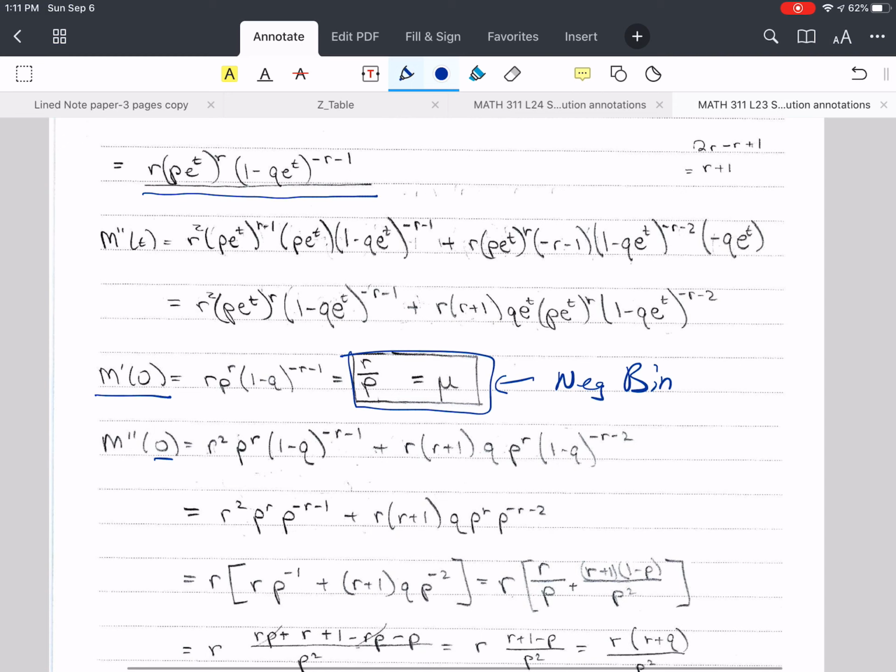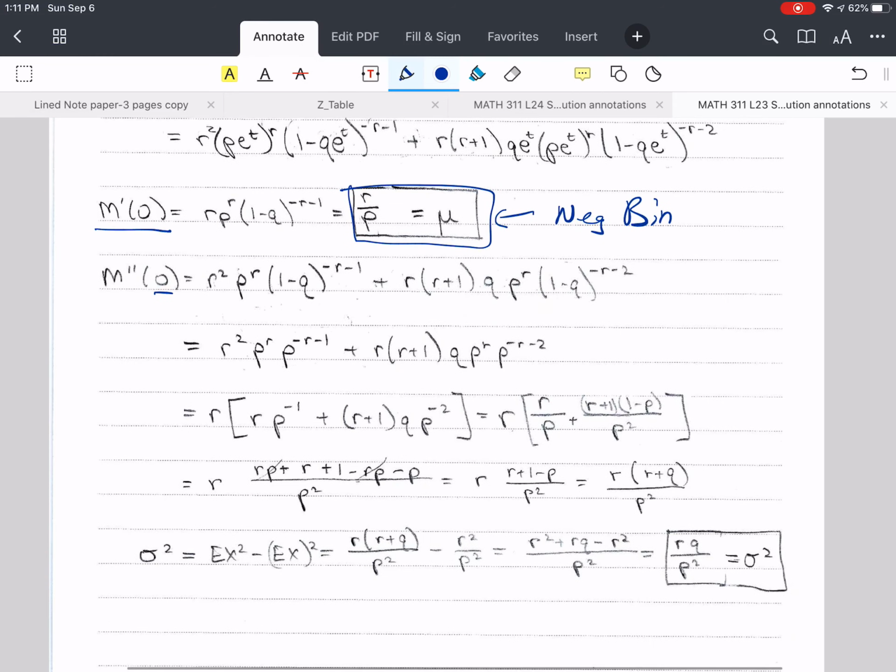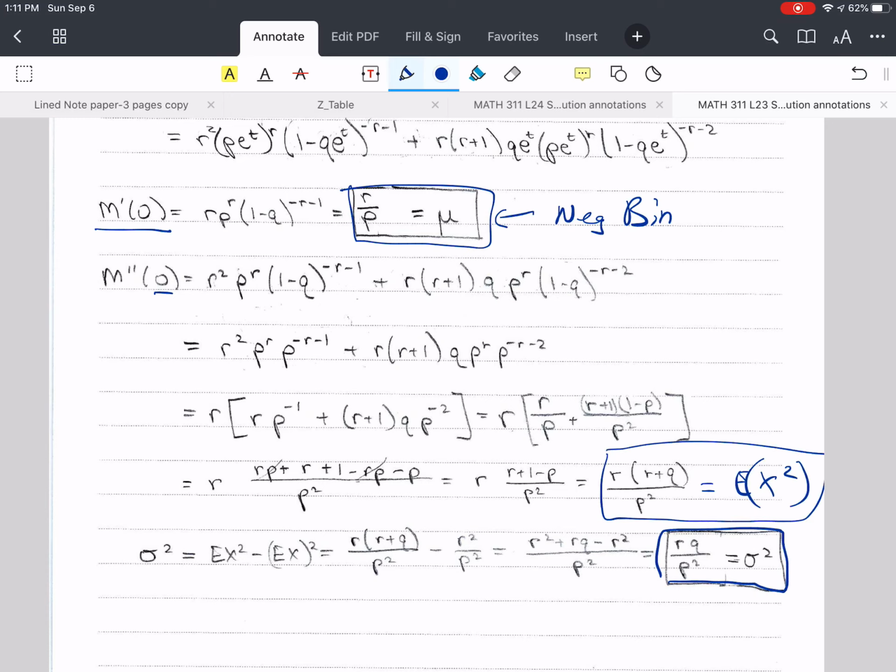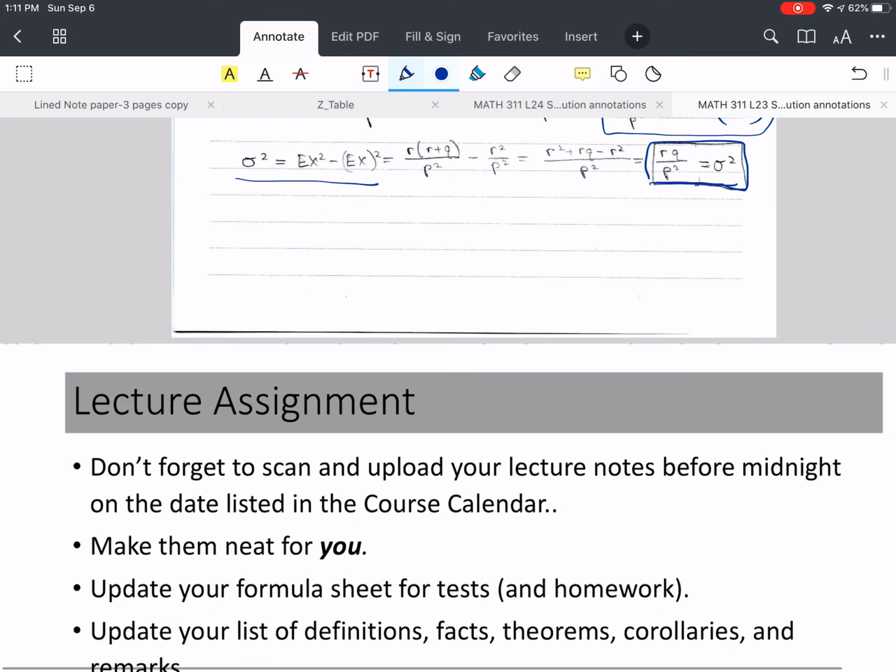That is the mean for the geometric distribution. And then we plug in 0 for the second derivative. And we end up with this nice expression for the variance. So when I plug in 0 for the second derivative, I end up with the second moment, which is E of x squared. And so that's this expression here. But remember that the variance is E of x squared minus E of x, quantity squared. So it reduces to this nice equation for the variance. All right, so that's our lesson for today.